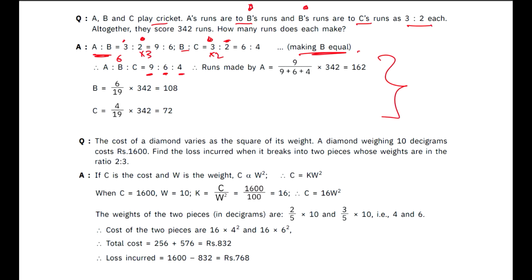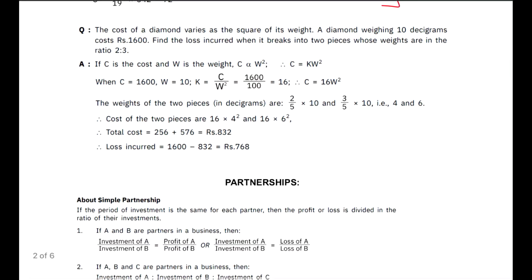Similarly, the next interesting question below is about the cost of a diamond varying with the square of its weight. So here we have a relation where the cost is directly proportional to the square of the weight of the diamond. So if the weight of the diamond is 10 decigrams with the cost of 1600, find the loss incurred if you break it into two pieces whose weights are in the ratio of 2 is to 3.